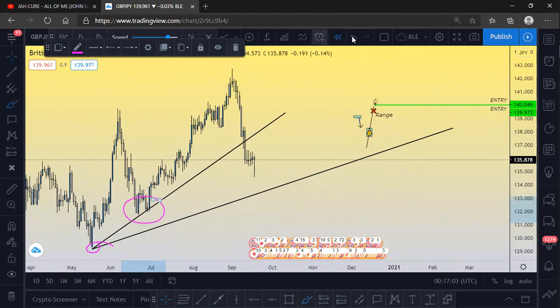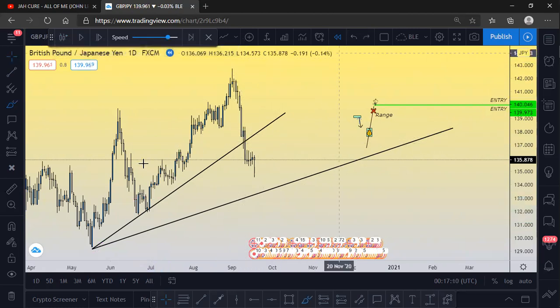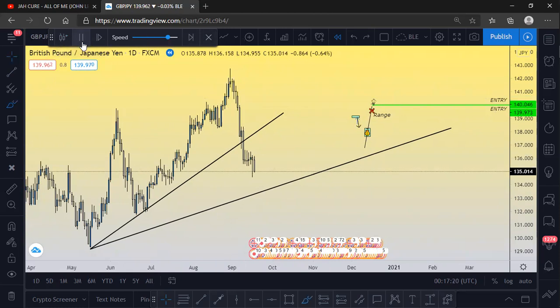Okay, but then it happened, but it was just for a day, and then the next day price broke through. So let's keep playing. So now we know that this trend line is not valid anymore. So now we look towards drawing a new trend line. Okay, so let's see what happened.